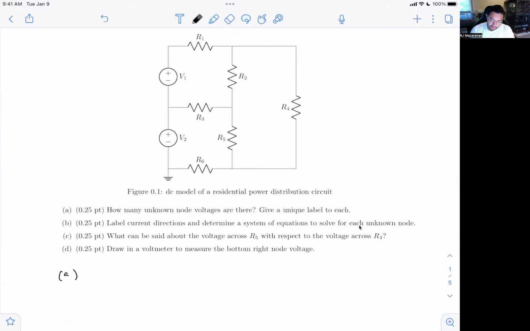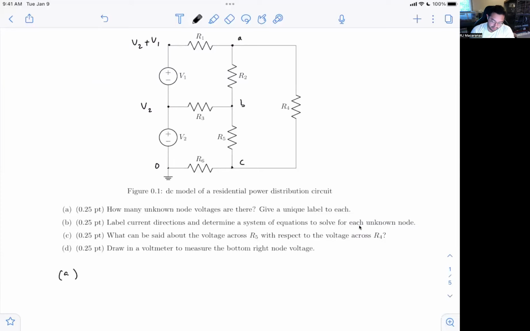So how many unknown node voltages are there? We know this bottom left is ground, so that's 0. We know this middle left is V2 because we're going through that constant voltage source. And then this top left is V2 plus V1. Right, we're going up 2 voltage sources there. And that leaves the top right to be an unknown. We'll call that A. This middle right to be unknown, we'll call that B. Bottom right, C. So we have 3 unknown nodes. I've gone ahead and labeled them.